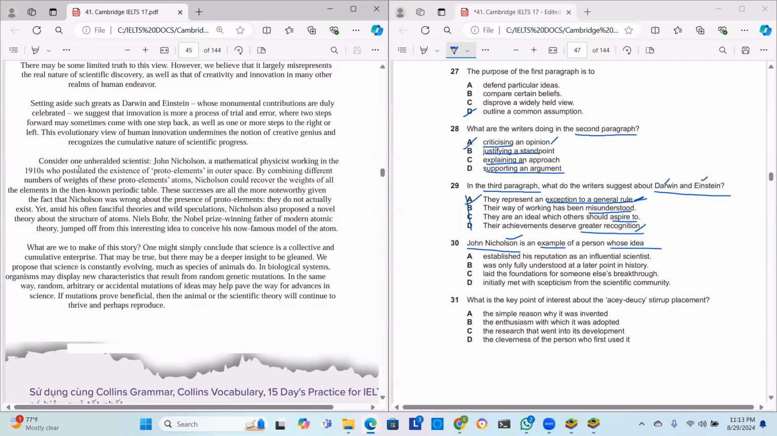So consider one unheralded scientist, John Nicholson. Unheralded means, guys, unrecognized, who's not well known. A not well-known person is called unheralded. It's important to know the meanings, guys.